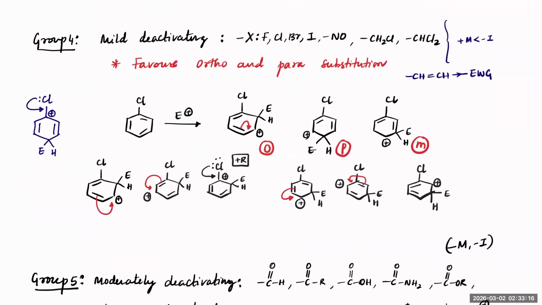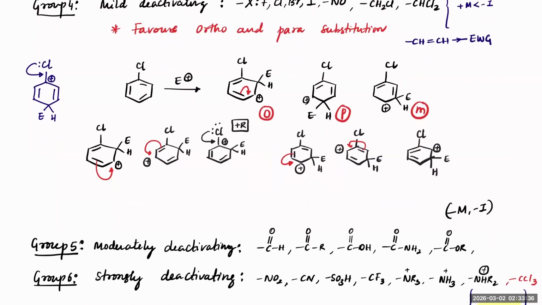So you can see chlorobenzene is there. If I take an electrophile here, it can come at the ortho position or it can come at the para position. The meta position can also be favorable, but mild.